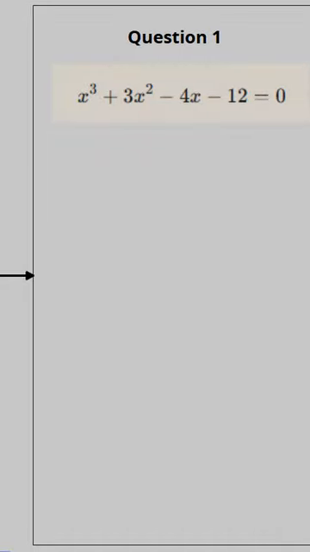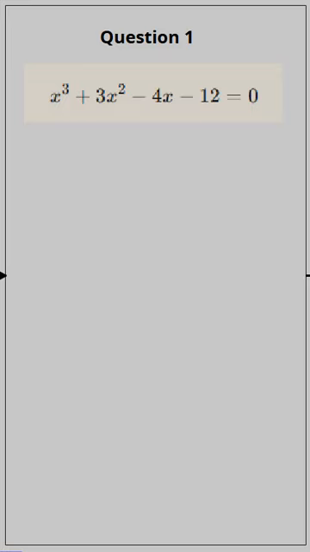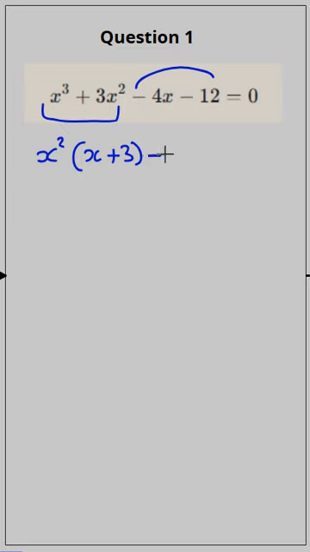Here we have a question. It's a cubic polynomial. We have to solve it. So what will we do? First of all, we will factor out x squared from here. So what will be left here? x plus 3. And then from the other two terms, you will factor out minus 4. If you factor out minus 4 from there, x plus 3 will be left there, equals 0.